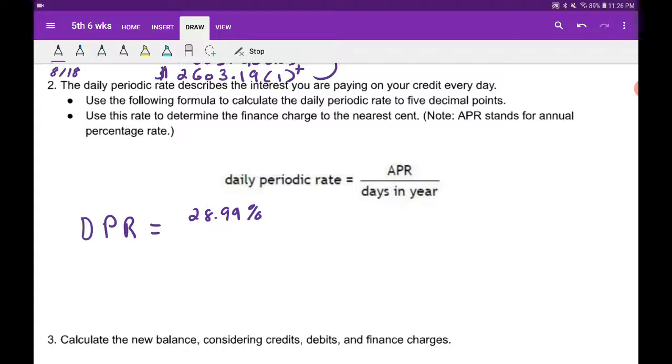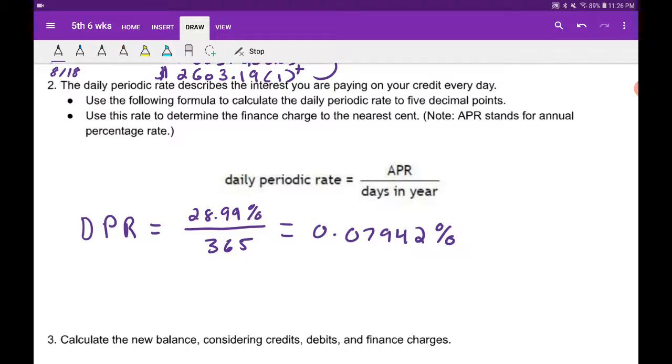All right, so the daily periodic rate. So we're going to take our APR, divide it by 365. And then when we divide that out, we're going to get 0.07942. It's said to do to 5 decimal places. And this is a percentage, okay? So the daily rate is basically your APR divided throughout the year, which is 365. That's what it's costing. That's what they're taking a percentage of every day.